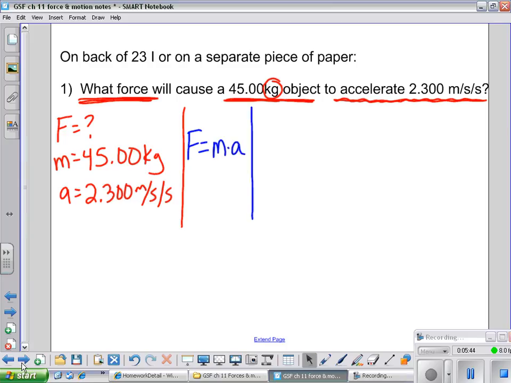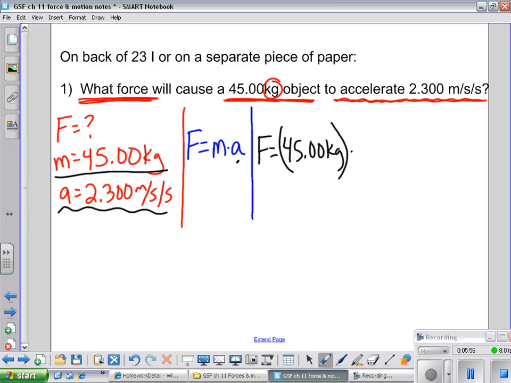Then I'm going to substitute in my numbers. My mass is right here, 45.00 kilograms. And I'm multiplying that by my acceleration. That's my A. I'm just substituting in my numbers there: 2.300 meters per second per second. I'm running out of room here. And when I multiply those, I will get 103.5.